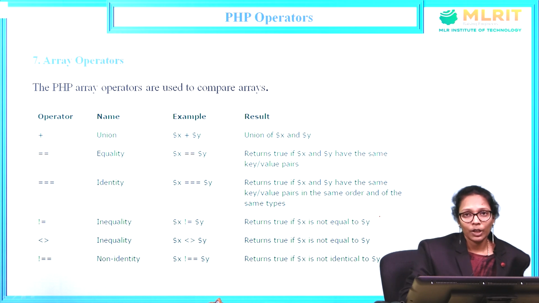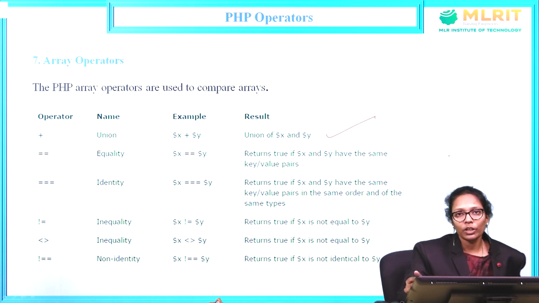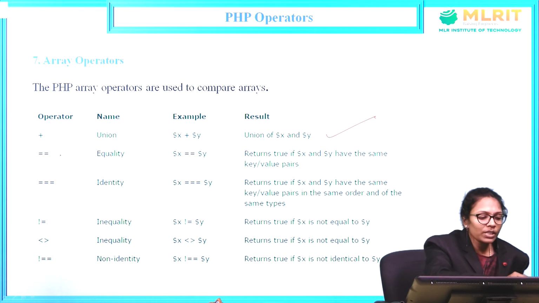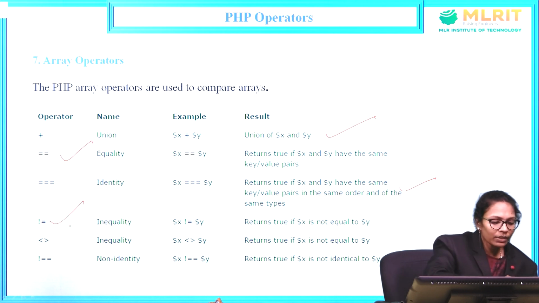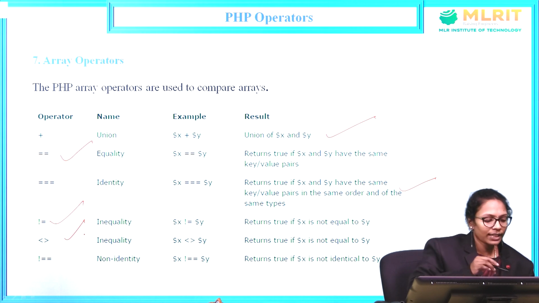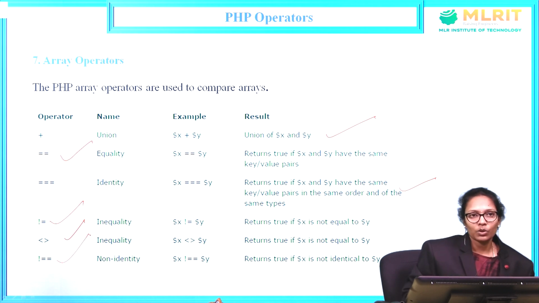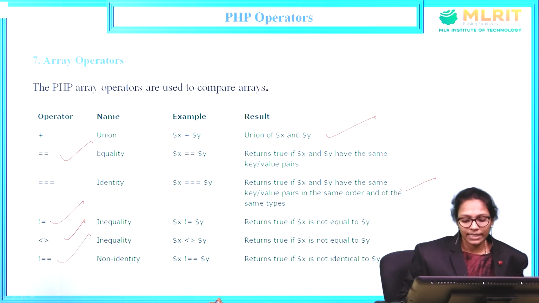And last is array operators. We can also perform some direct operations on the given arrays. So plus, if I write $a plus $b, both are arrays, then it will perform the union of two arrays. And double equals directly will check the equality of two arrays, whether the two arrays contain the same elements or not. Triple equals will check the identity, whether two arrays are identical or not. For inequality, it will check in two ways: I can use exclamation equal, or I can also use the less than and greater than symbols. And non-identical will also work directly with arrays.